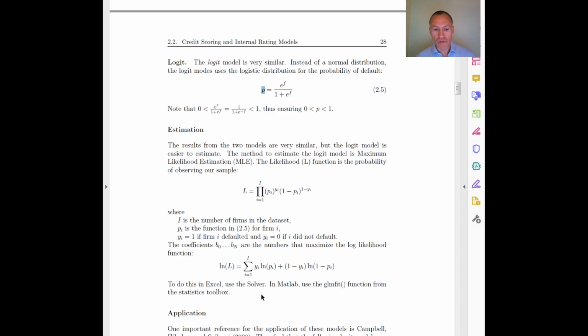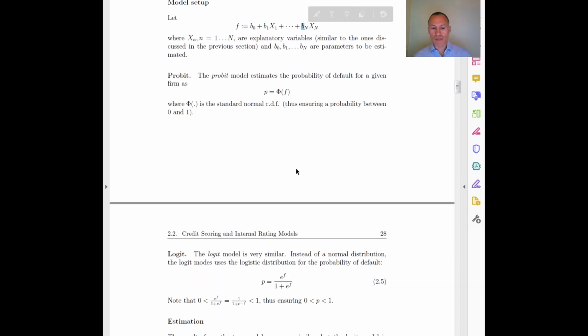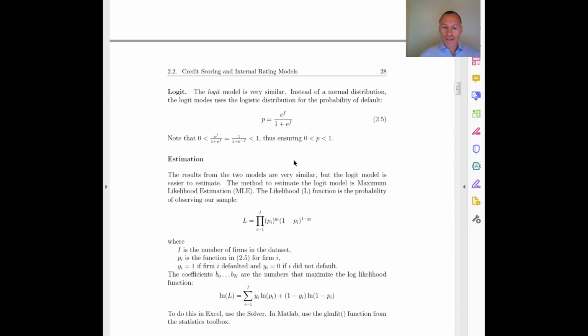And then I'm going to estimate my model. Estimating the model means what? Estimating the model means estimating these numbers here, B0, B1, B2, B3, Bn, all these Bs. So estimate these numbers such that my model gives me the best, the highest probability of actually observing this sample that I have.